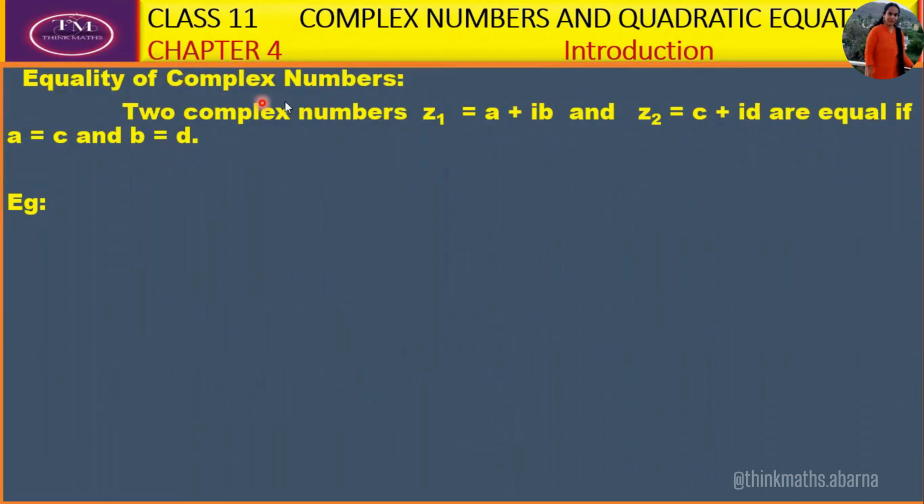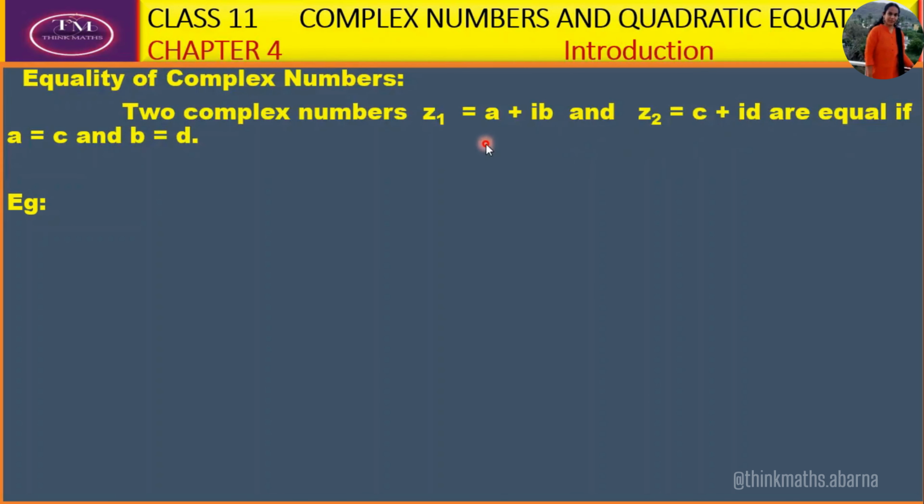Equality of complex numbers. This is very simple. We will say two complex numbers are equal. Let us take the complex numbers Z1 equal to A plus iB and another complex number Z2 equal to C plus iD. They are saying these both are equal.